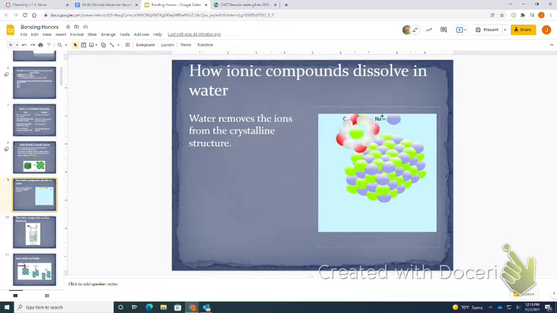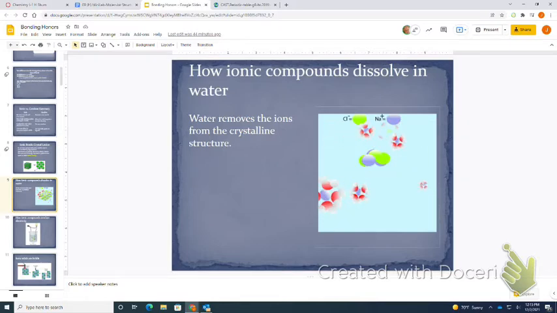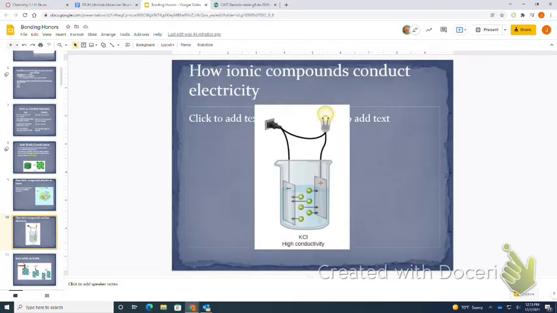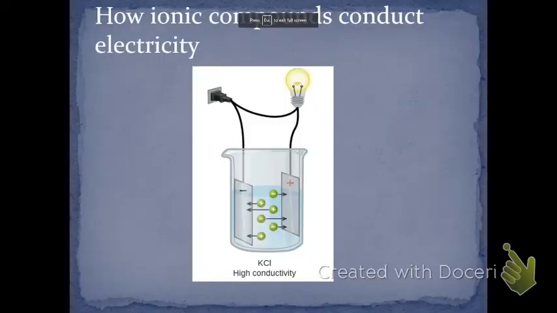One thing, hopefully, you remember from the lab is that ionic compounds are dissolvable in water. What happens is the water comes around and removes the ions. And when that happens, the ions are able to... let me make this a little bigger. So the ions that are floating around in the water help conduct electricity. Remember, charged particles that have movement are able to conduct electricity.